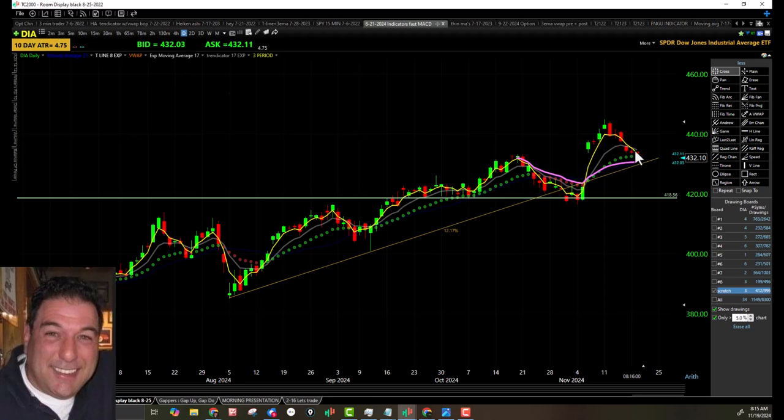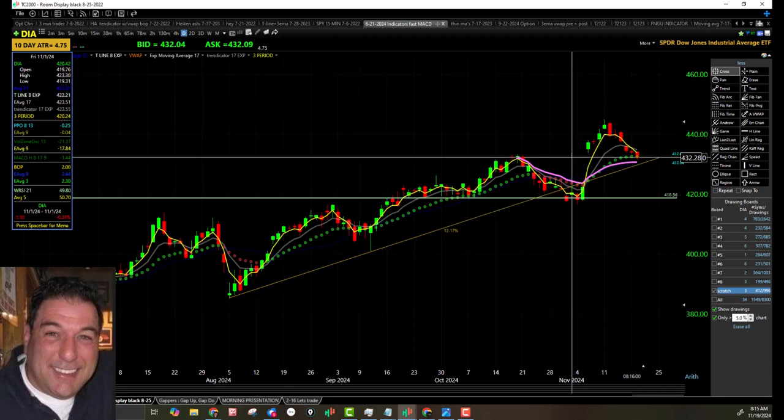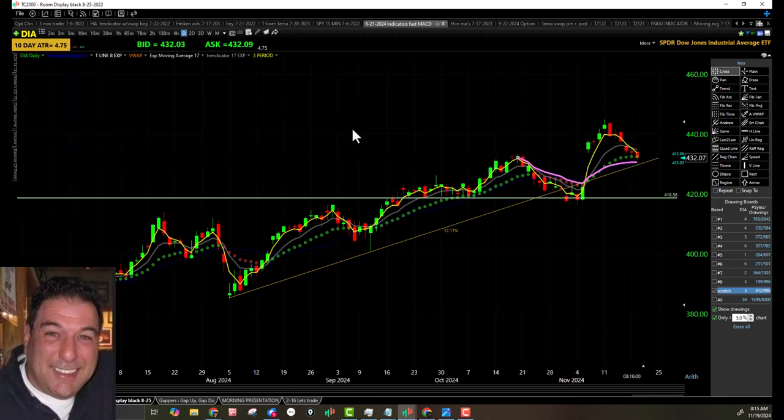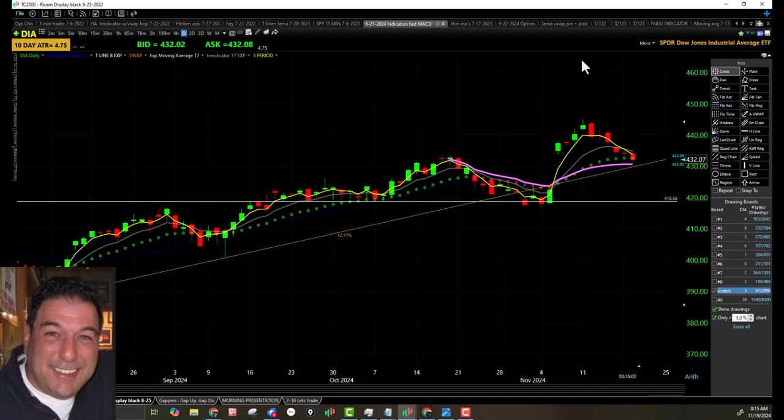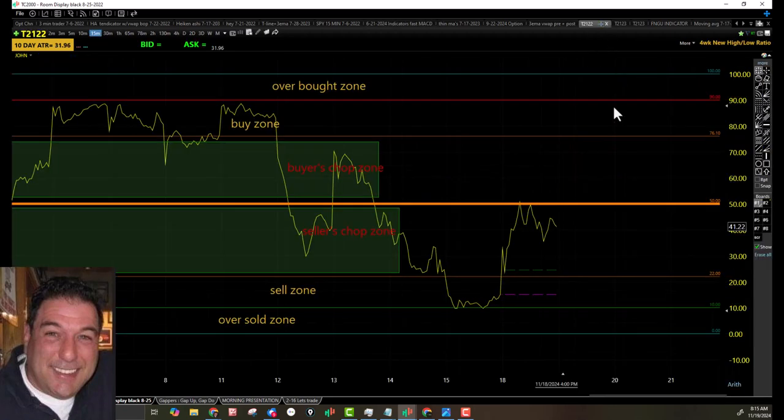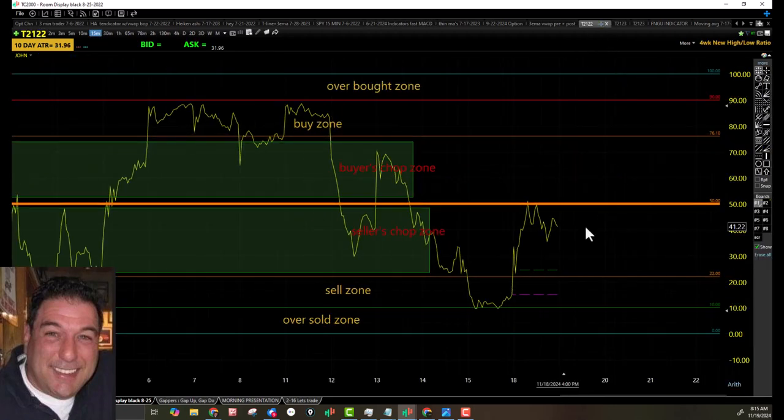So there's Diamond Down. So now we're waiting for these guys to get ready and do a little bounce, all right? So there's Diamond Down. All the Fab 5 in daily uptrends. Look at the technicals. T2122. All right, the bulls tossed us out of the sell zone finally. All right, way to go, bulls.